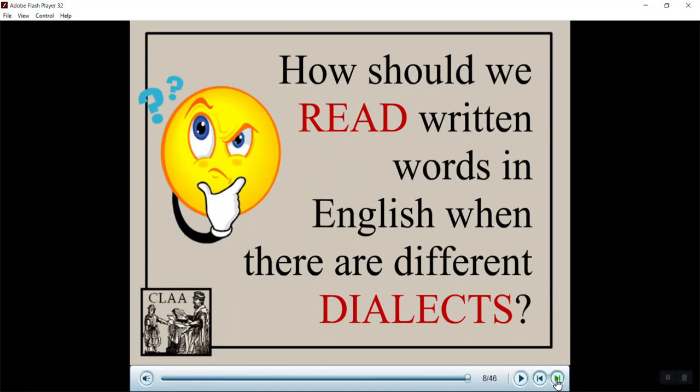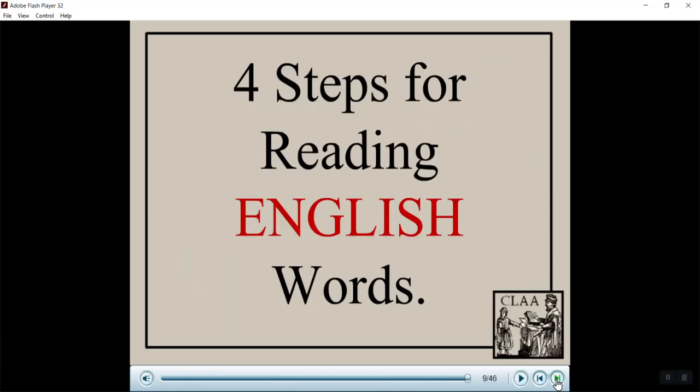How should we read written words in English when there are different dialects? There are 4 steps for reading English words.